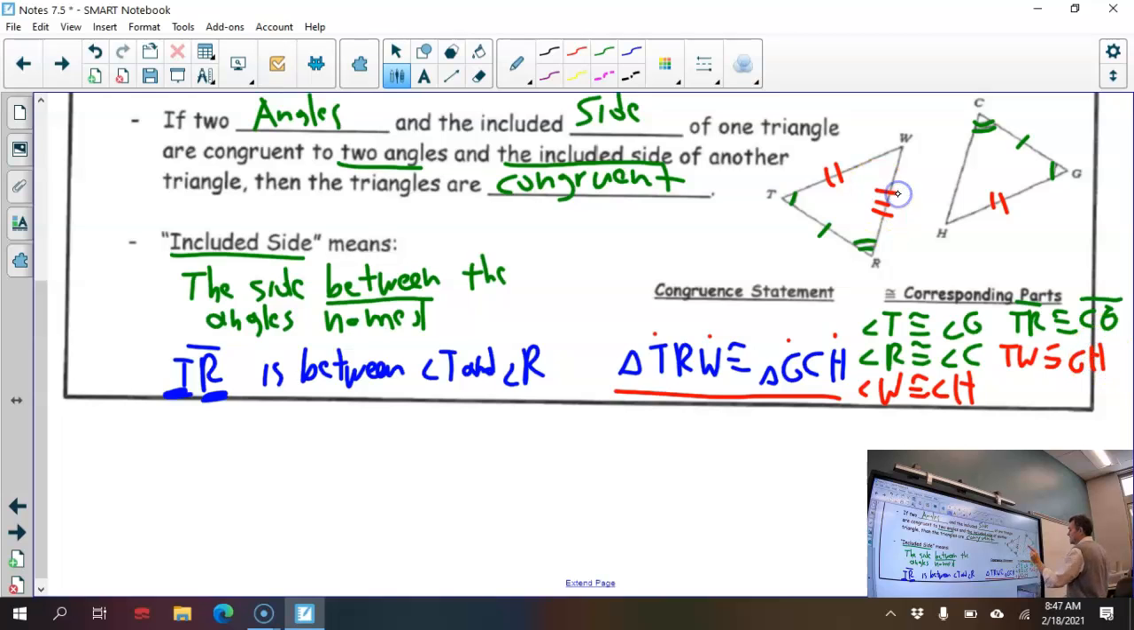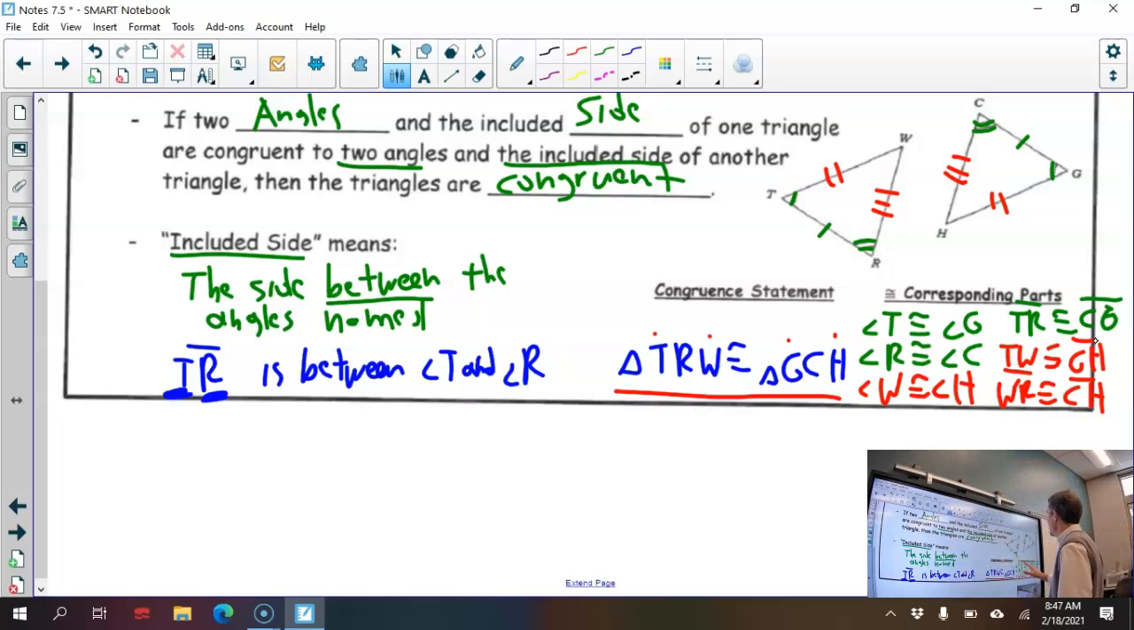And side WR is congruent to side CH. Okay. So that is our first postulate. A postulate is like a rule or a theorem that says, if this is true, then something else is true. We've gone over a bunch of those.